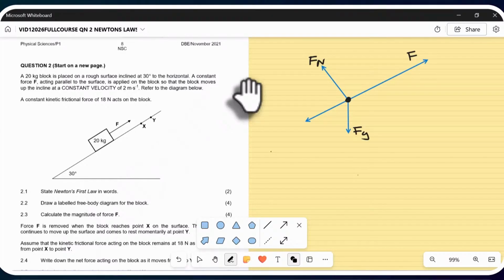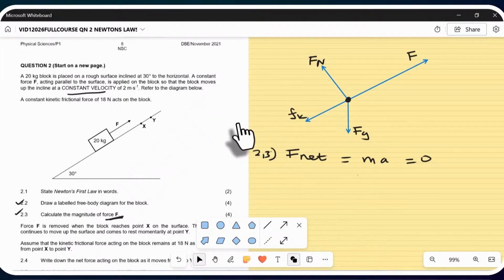That is 2.2. Now they want the force F. With constant velocity, our F net equals 0. So that's 2.3. Our net force equals ma, which equals 0. So we substitute: the net force means the force F minus Fk equals ma, which in this case is going to be 0.